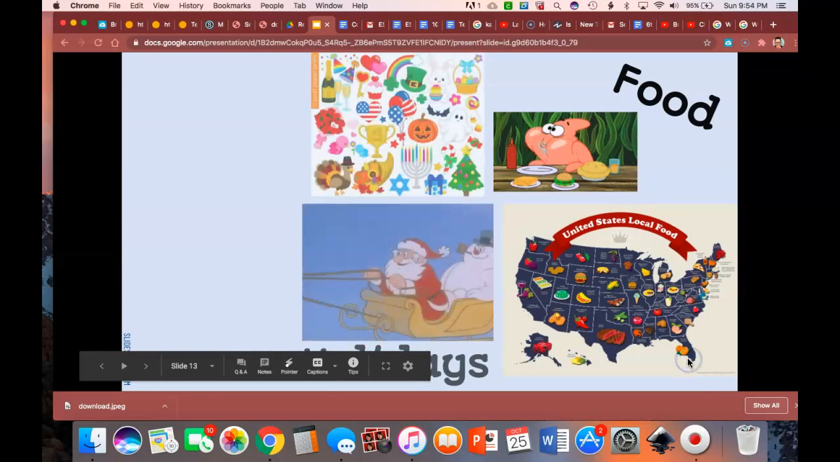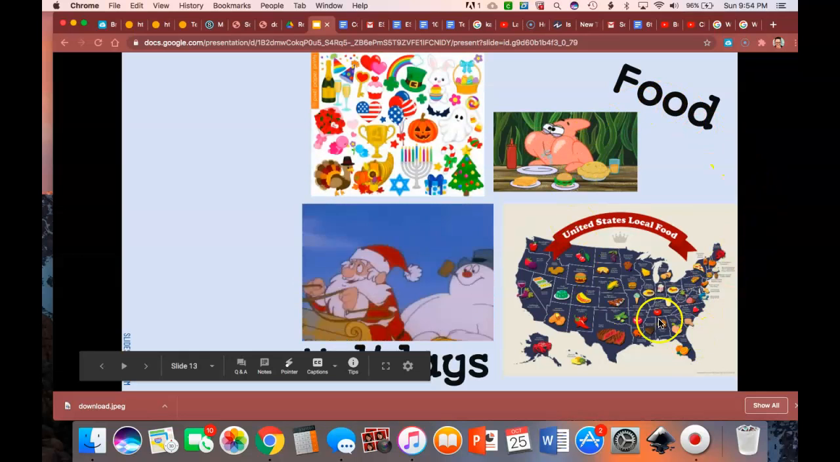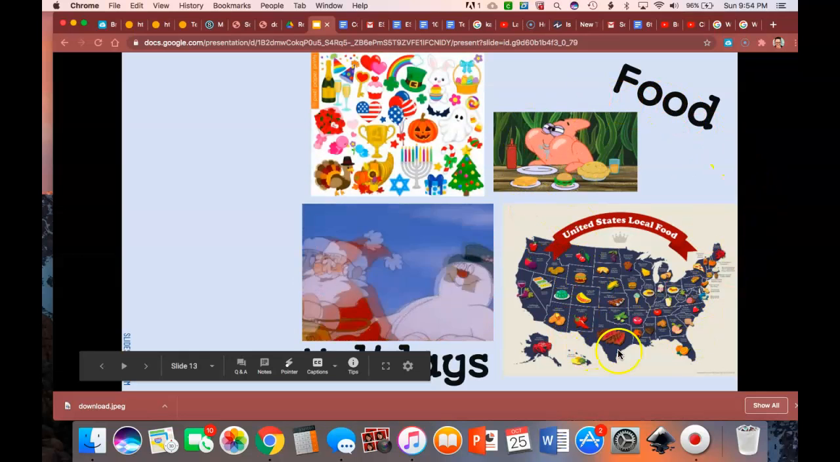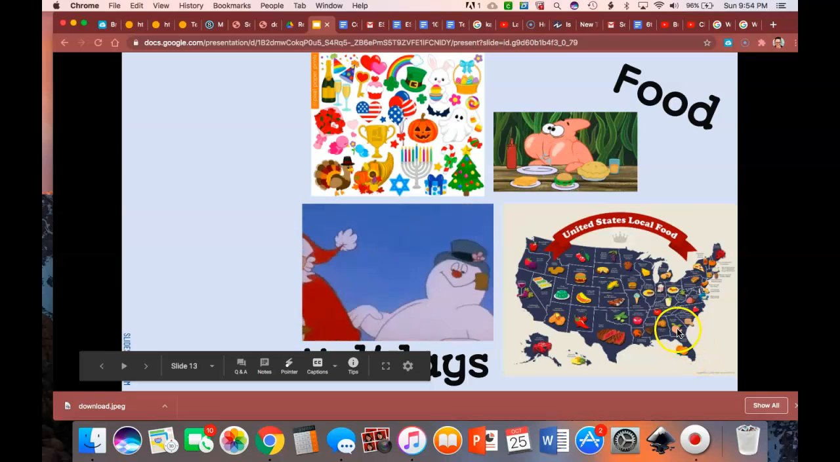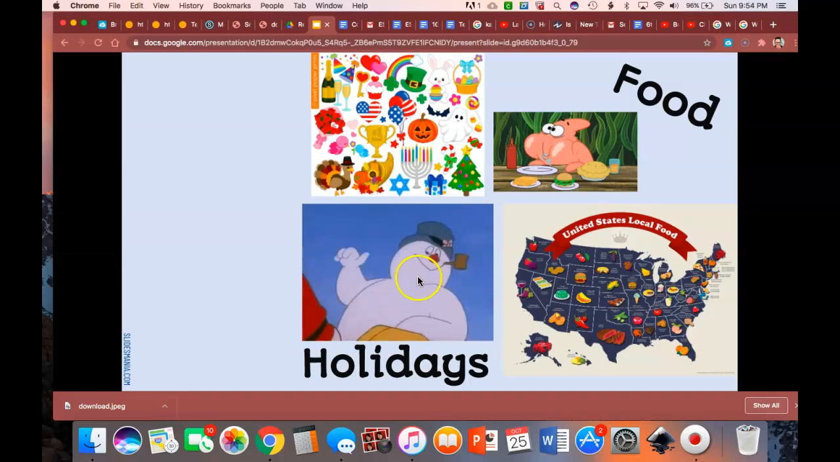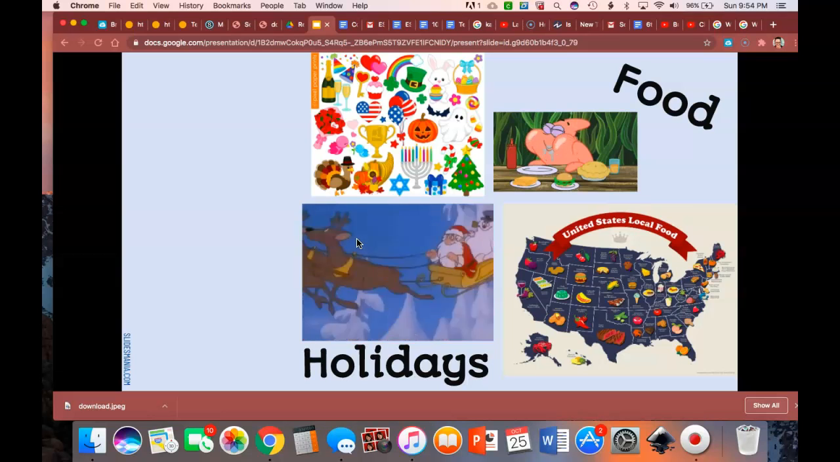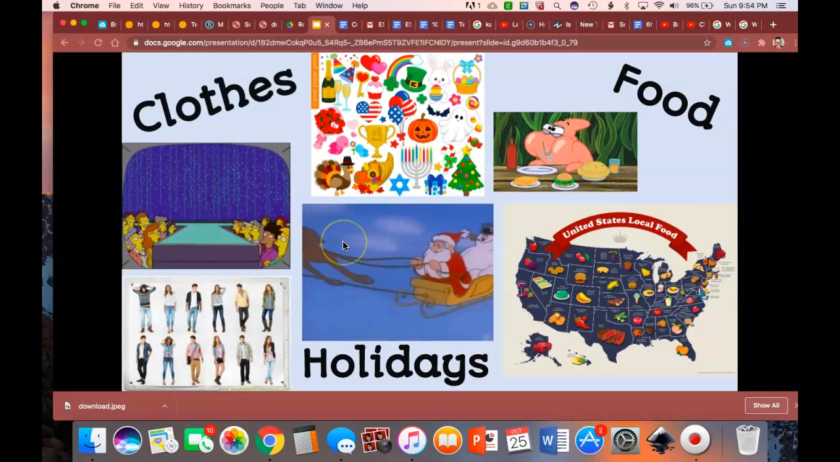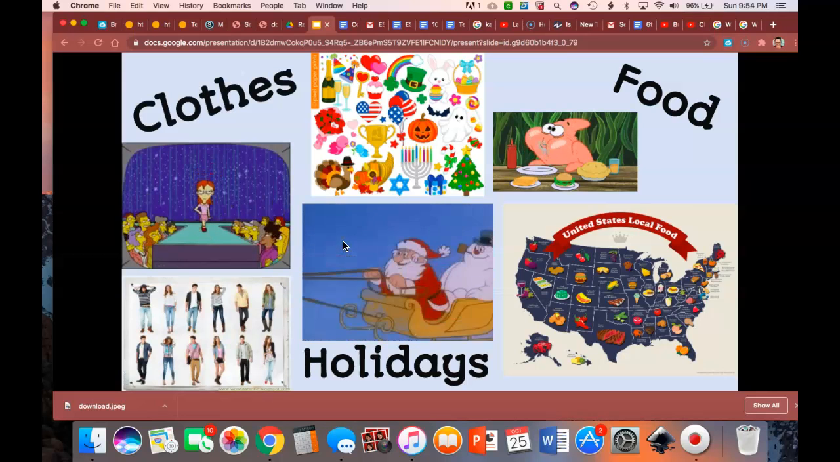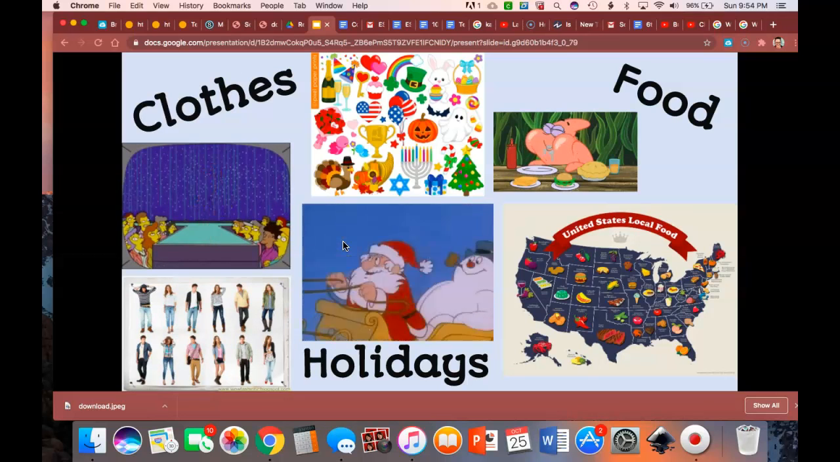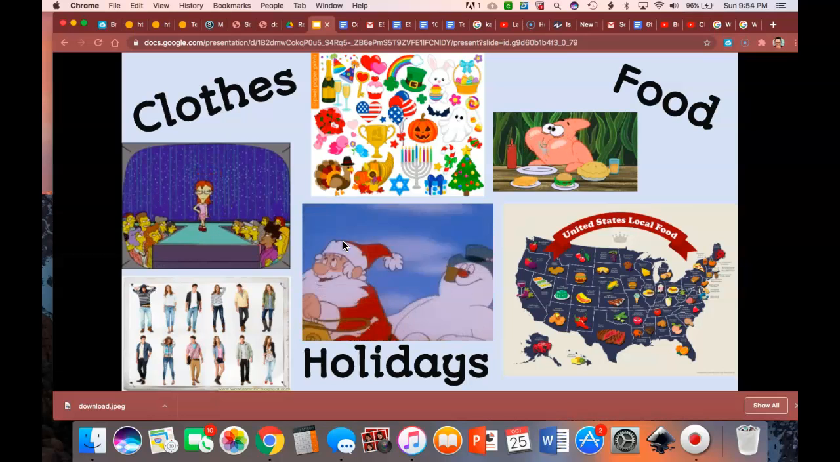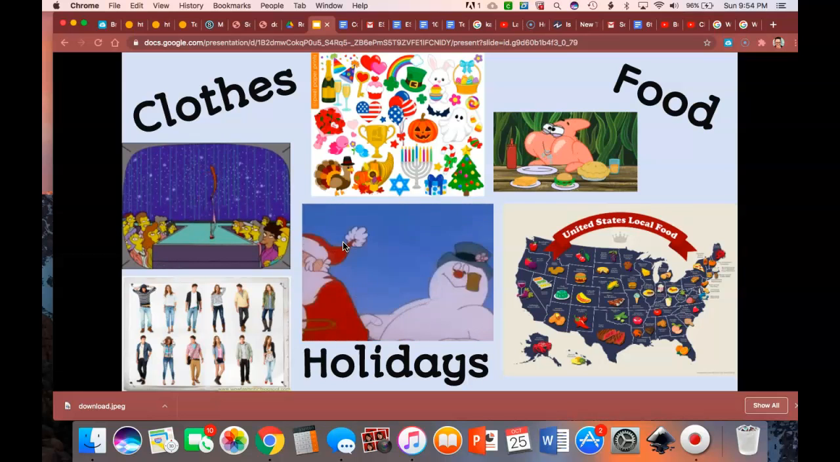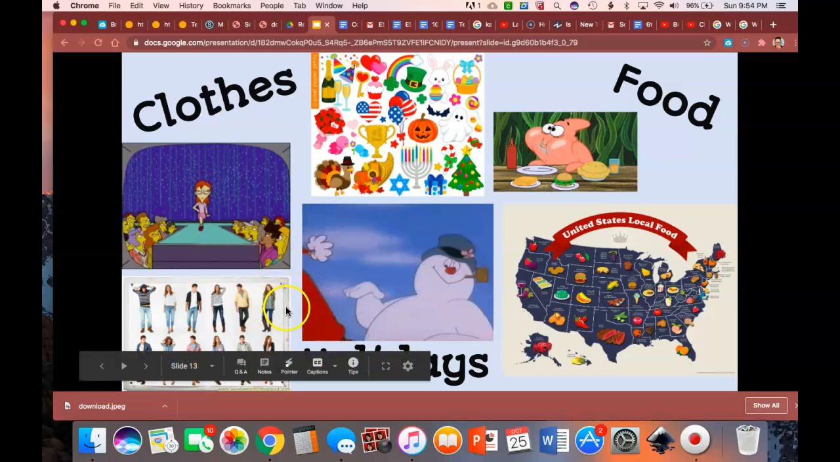Food, oh my goodness, who doesn't love food? So the United States is really big on food. There is food all across the United States. Every state has its own food. Holidays, huge. The United States has some of the biggest holidays and some of the most holidays. Clothes, fashion, fashion, fashion. The United States is one of the biggest in fashion besides over there across the ocean. We'll talk about them later, but one of the highest when it comes to fashion.